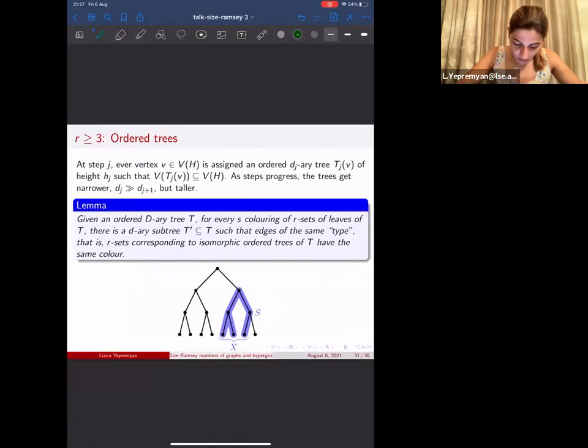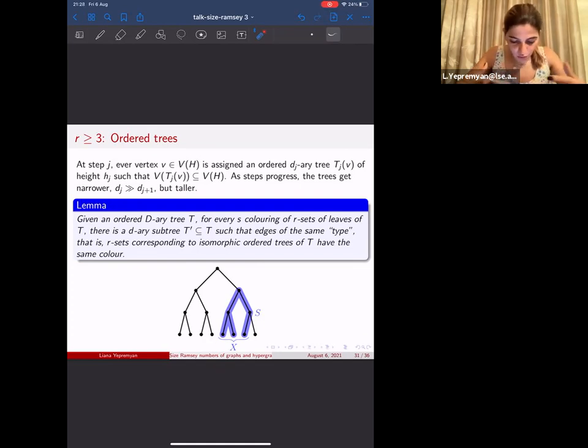Like, for example, that if you have a large ordered tree which has degree D, then for any s-coloring of the r-sets which live on the leaves of this tree T, I will always be able to find some smaller ordered tree such that edges of the same type, and now type is going to mean something else, but similar to what I explained to you before, when the type meant that two edges were intersecting the same blob in exactly the same number of vertices, such that the r-sets corresponding to isomorphic ordered trees have the same color.